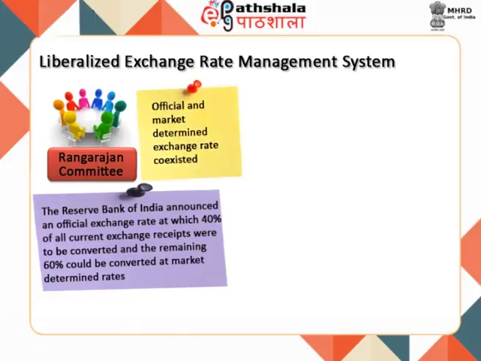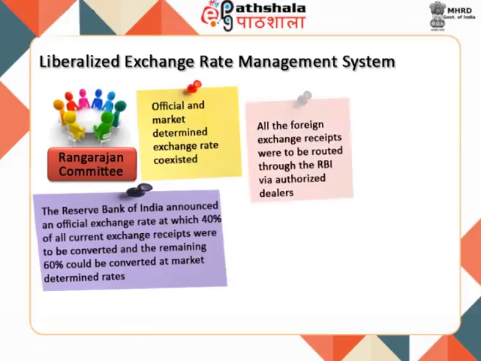Official exchange rates used to be lower than market determined exchange rates. All the foreign exchange receipts were to be routed through the RBI via authorized dealers. For instance, if an exporter received 1 million US dollars, he had to convert 400,000 US dollars at official exchange rate announced by RBI and the remaining 600,000 US dollars at market determined exchange rates.